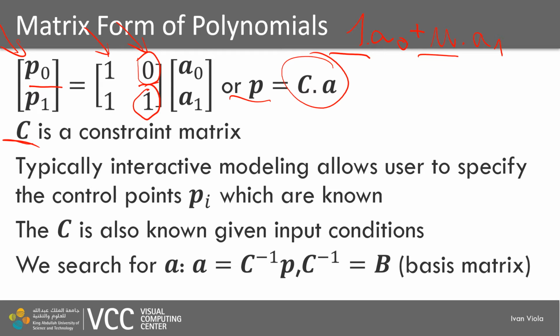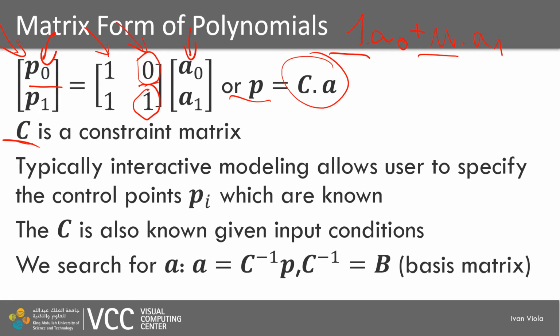But typically these coefficients are the unknowns, and the points are typically the knowns. So we do not need to calculate the points based on the matrix and the polynomial multipliers.